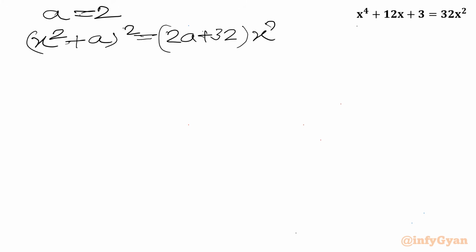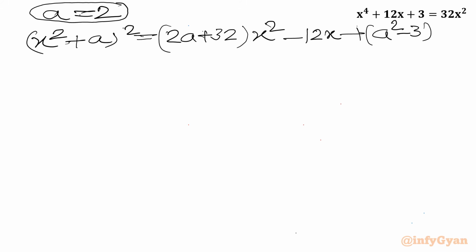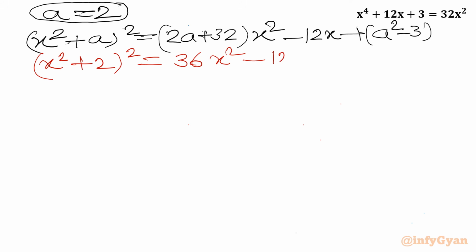times x square minus 12x plus a square minus 3. Let us apply a equal to 2. So I will be getting x square plus 2 whole square. This will be equal to 2a plus 32, so 36x square minus 12x plus 4 minus 3, 1. And the RHS is a perfect square of 6x minus 1.